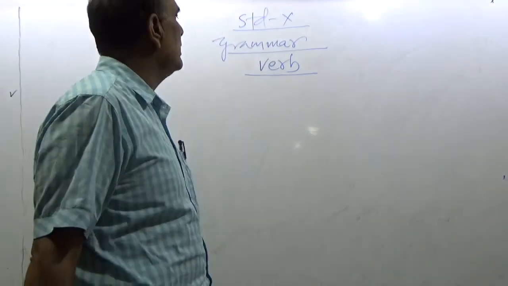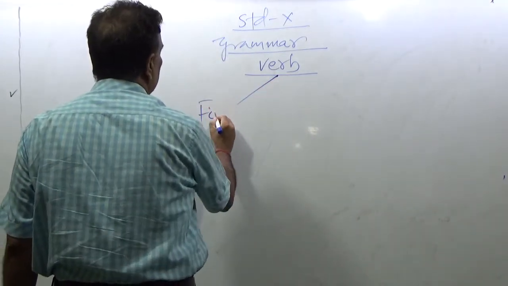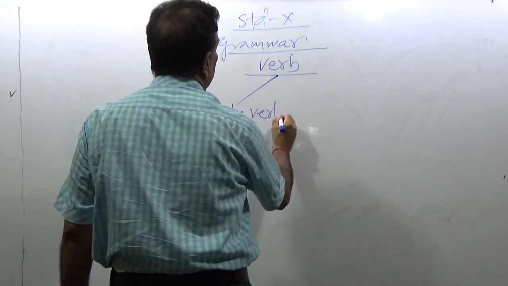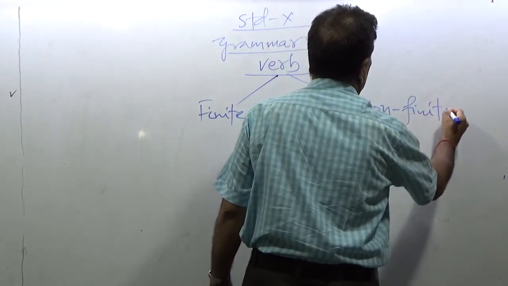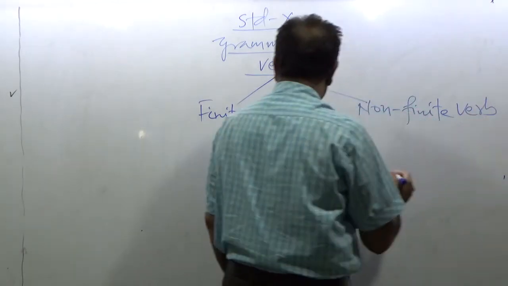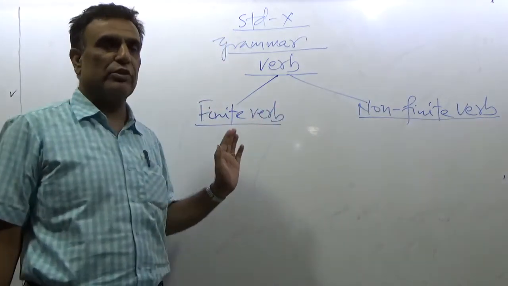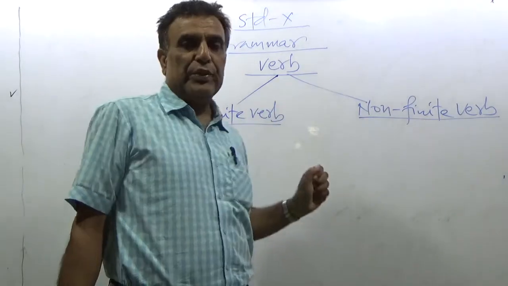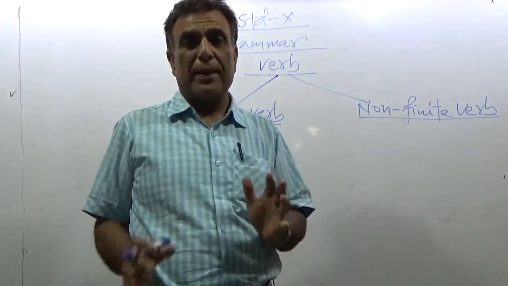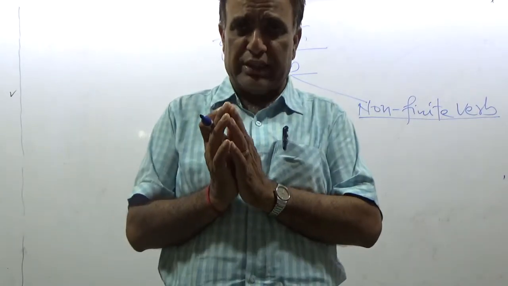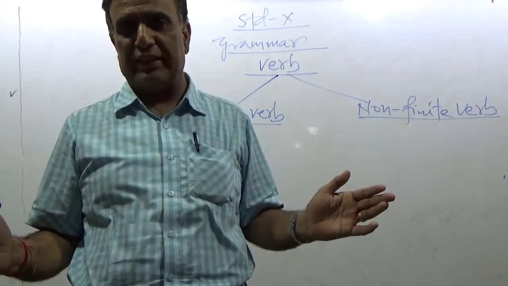Actually, according to the verb, verbs are of two types. One is called finite verb, and the other is non-finite verb. So you have to understand what is finite verb and what is non-finite. This is very important to understand. Understand the difference between the two, finite and non-finite.